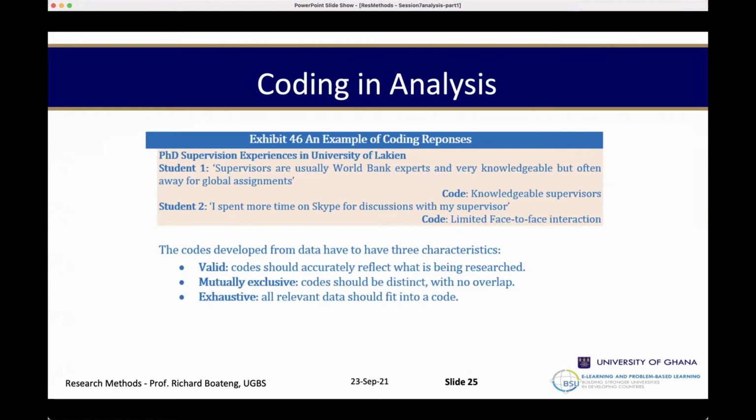One code we can see there, knowledgeable supervisors. What type of code is it? It's a descriptive code, which is also a first order. It is just describing. Okay. Now, I spent more time on Skype for discussions with my supervisor. Limited face-to-face interaction. That's what. Limited face-to-face discussion. That's what. That's cool. Perfect.